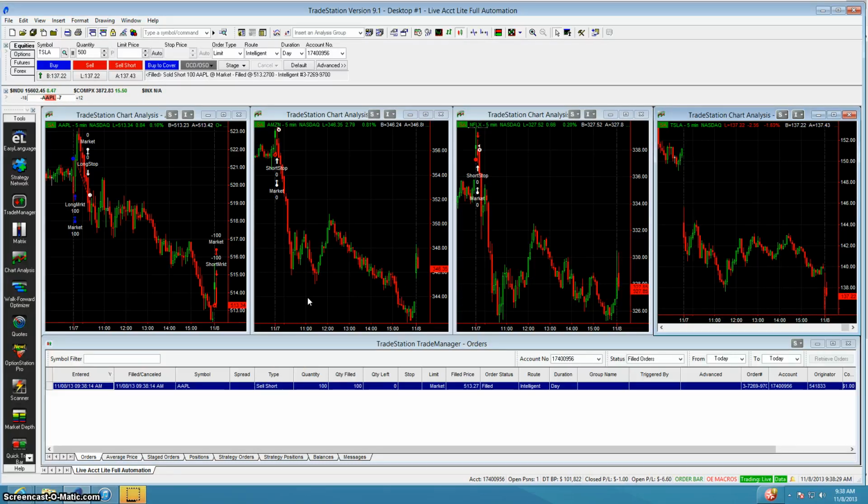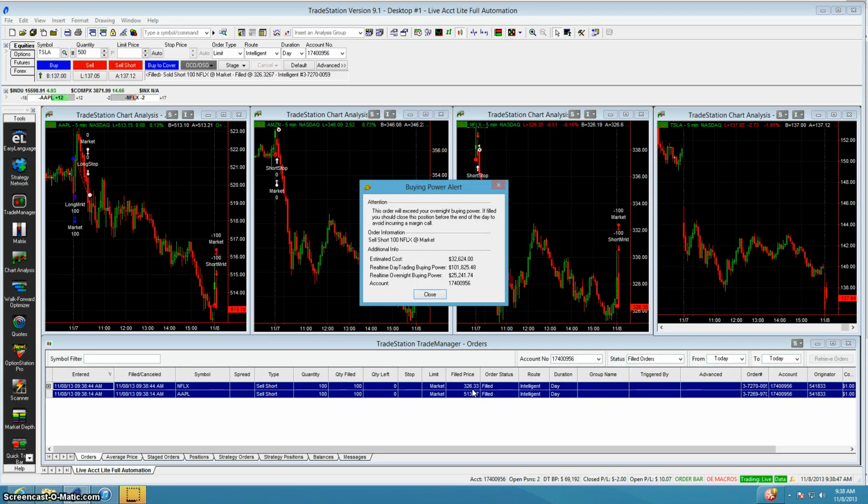Alright, so we just got filled on Apple. We are short Apple at 513.27. We've got a $2 stop on Apple. So if Apple trades higher to the 515.27 range, we'll get stopped out of this position.